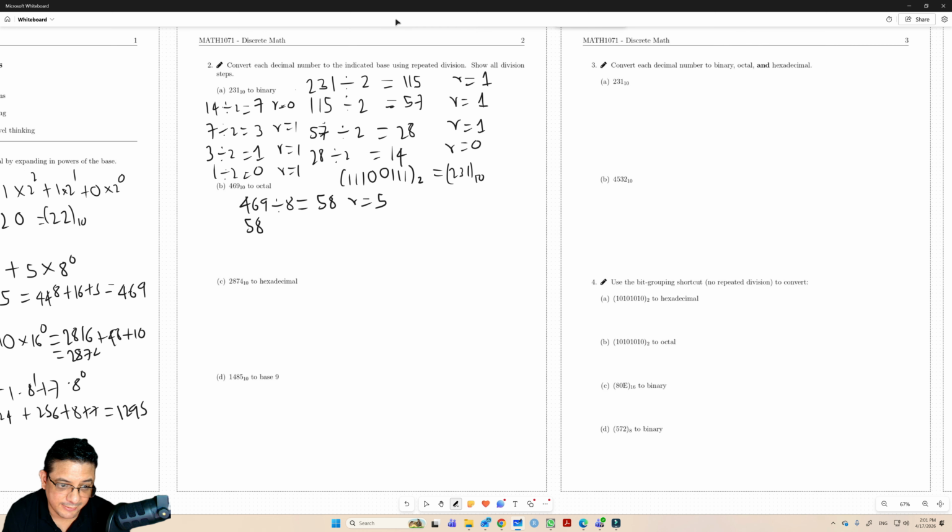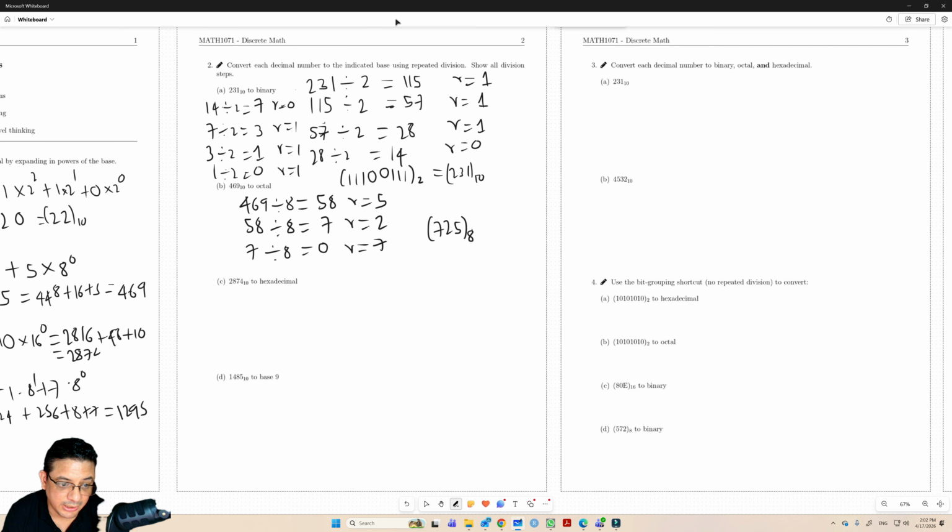Now we have 58 divided by 8, and that's going to be 7, and the remainder is going to be 2. And now finally we take 7 divided by 8, but 8 is not in 7, so this is going to be 0 times, and the remainder is just going to be 7. So now in base 8, sorry, it is going to be 725 in base 8. Okay, so we start from the last remainder to the first remainder, and this is our representation.